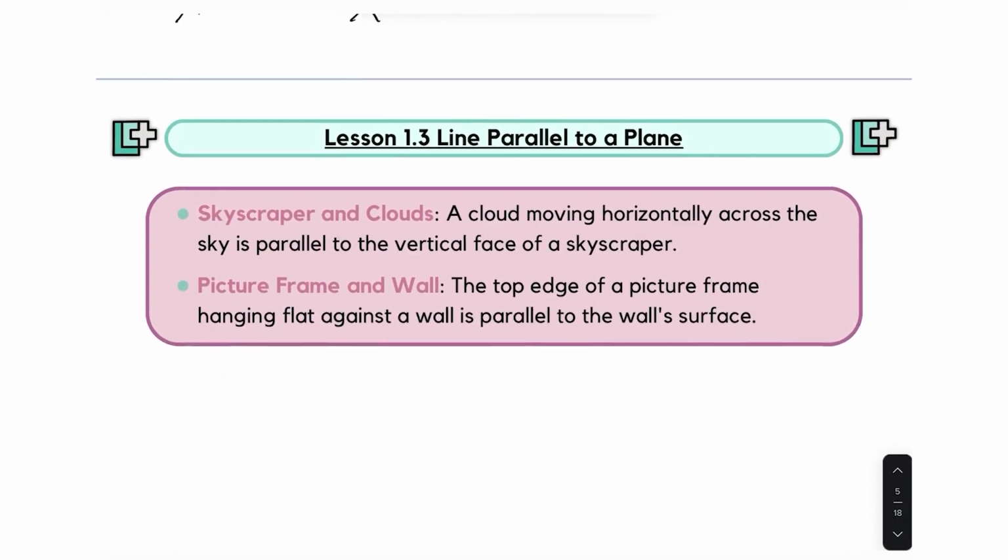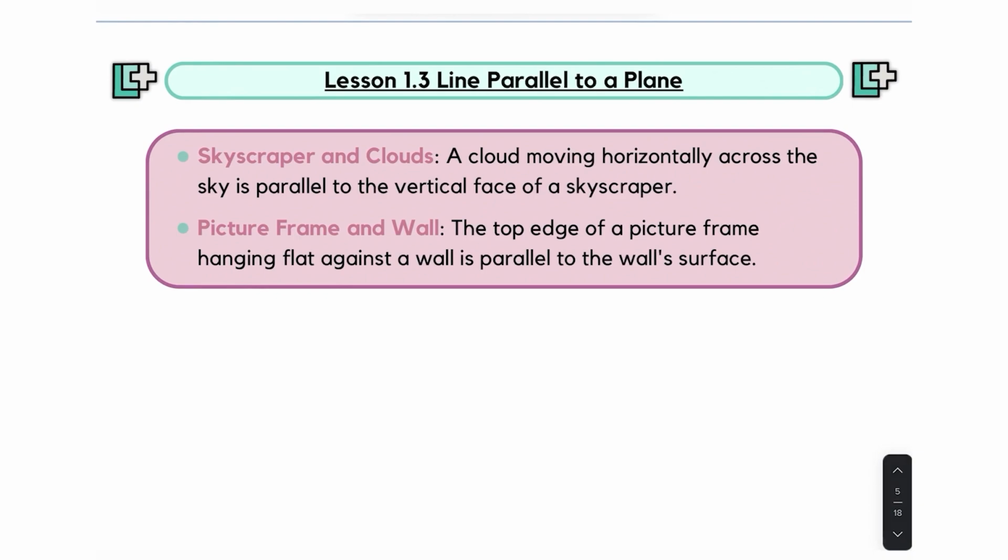And the third geometric concept that we'll explore in this first lesson is that lines are parallel to the plane on which they rest. So again, some practical examples of this. If we were to think of a skyscraper and the cloud moving horizontally across the sky is parallel to the vertical face of the skyscraper. The picture frame on the wall is one of the more simplistic examples. So if you were to take a picture frame and look at the top edge of it, hanging flat against the wall, it is parallel to the wall's surface.